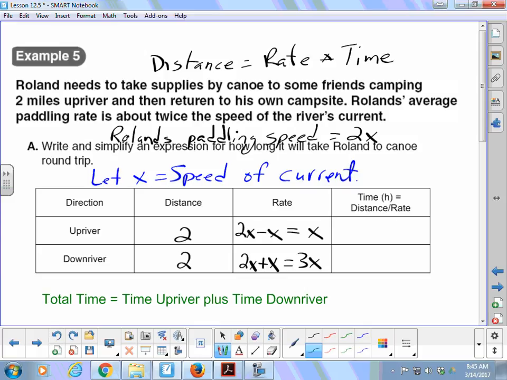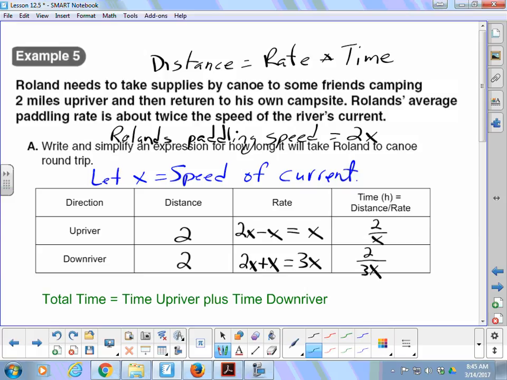So since distance equals rate times time, then time is equal to distance divided by the rate. So the time of Roland going upriver is going to be 2 divided by x, the distance I want to go divided by how fast I'm going. And my time going down the river is going to be 2 divided by 3x.